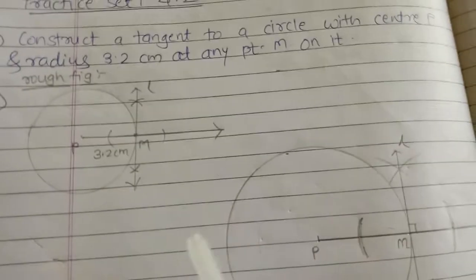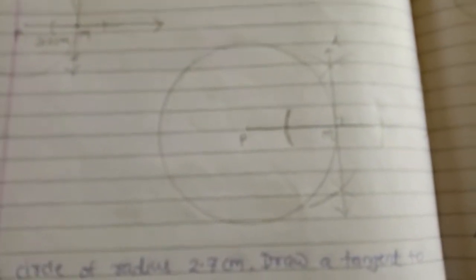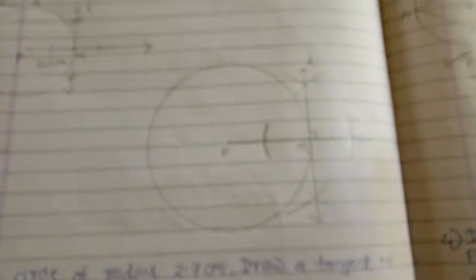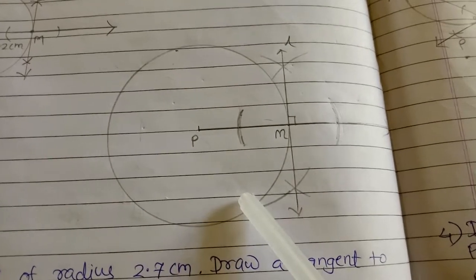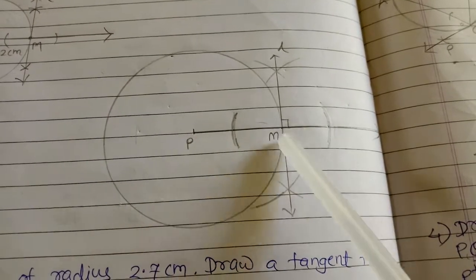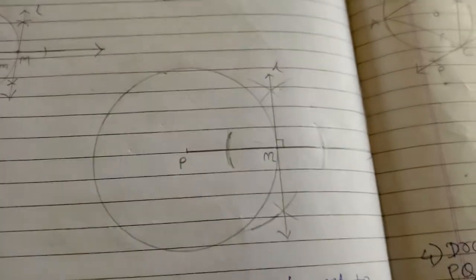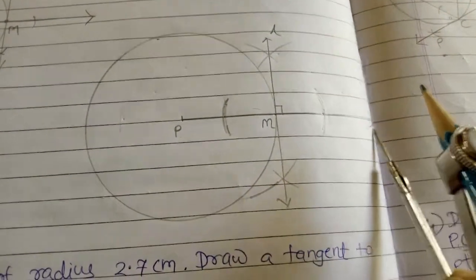So what we have to do, first we have to take the 3.2 centimeter distance and draw a circle here. Taking through 3.2 centimeter distance, first we have to draw a circle. So here is a circle. So after that you have to take point M here and then you have to join this radius, that is PM, and continue or extend this line.